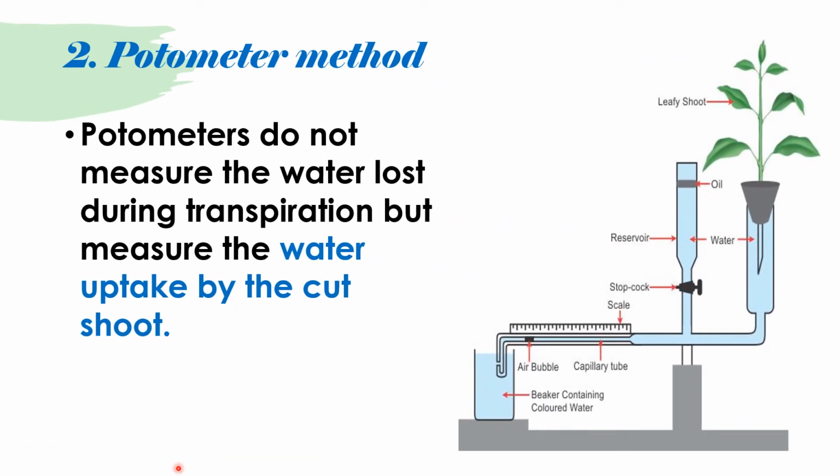Potometer is another important apparatus for the measurement of transpiration. What is a potometer? A potometer is a device that measures the rate of water intake by a plant. These potometers do not measure the water lost during transpiration, but measure the water uptake by the cut shoot.